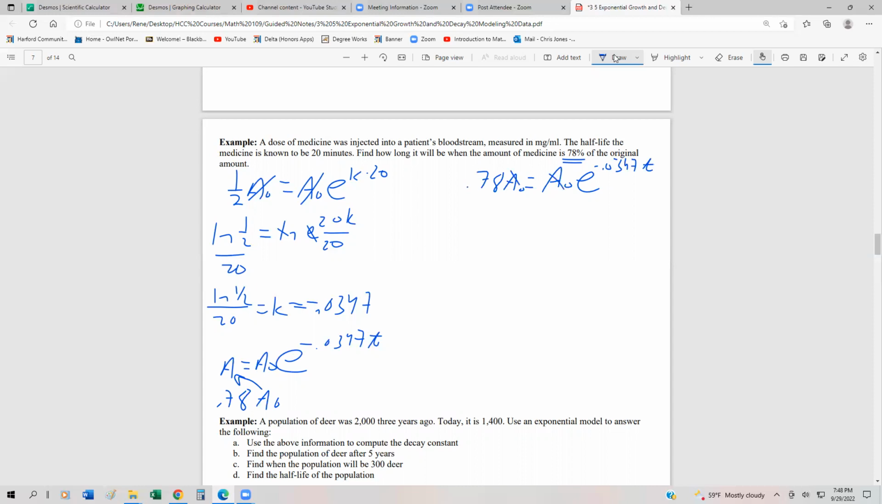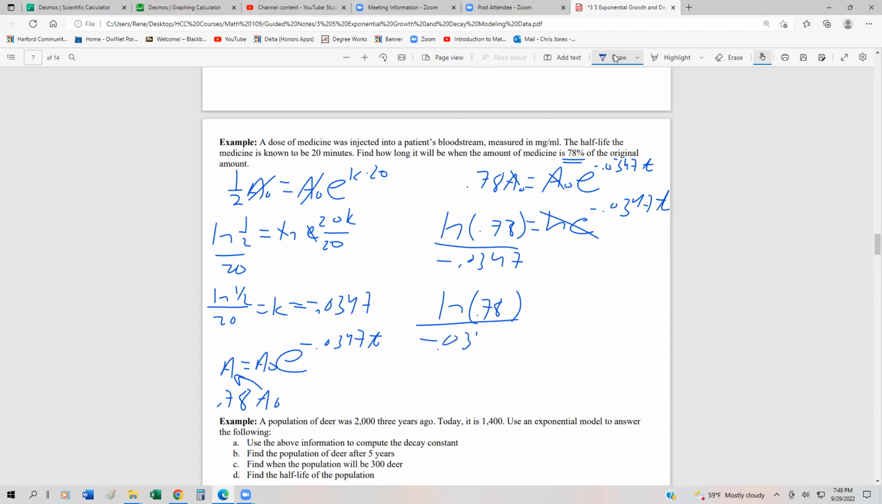We're going to take the natural log of both sides because ln's and e's undo each other. So we have ln of 0.78 is equal to ln of e to the negative 0.0347t. Those cancel out. We're going to divide both sides by negative 0.0347, and that's going to give us t. And so ln of 0.78 divided by negative 0.0347 is going to be equal to t.